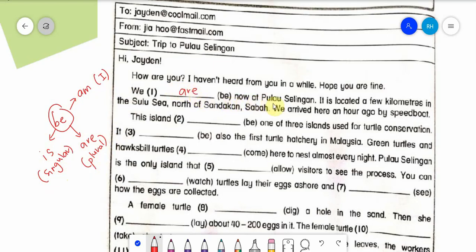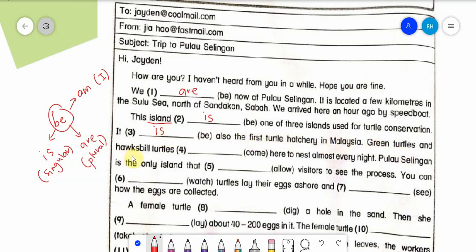We are now at Pulau Selingan. It is located a few kilometers in the Sulu Sea, north of Sandakan, Sabah. We arrived here an hour ago by speedboat. This island, they refer to only one island, which is singular. So this island is one of the 3 islands used for turtle conservation. It is one, singular. It is also the first turtle hatchery in Malaysia.